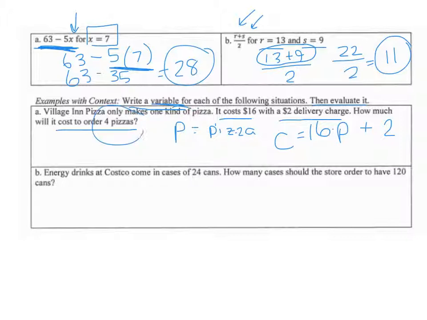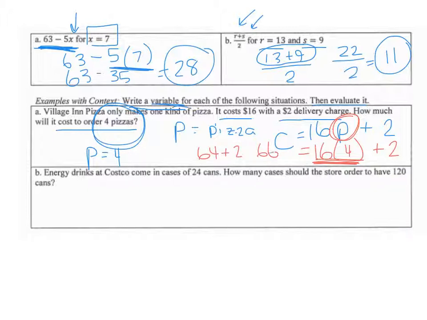Now we want to know how much for 4 pizzas, so this means we need to plug in P equals 4. So let's let P be 4 here. So it's going to be 16 times 4 plus 2. 16 times 4 is 64, plus 2 is 66. So it's going to cost $66 for the pizza.